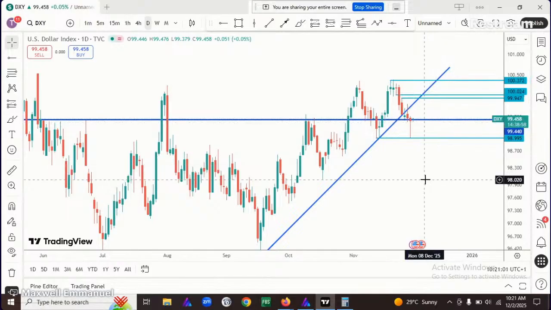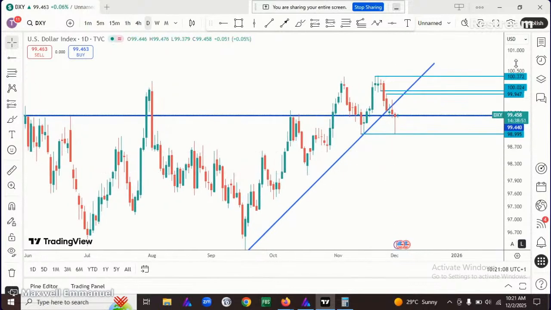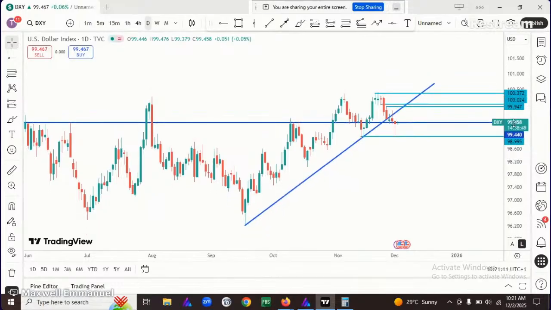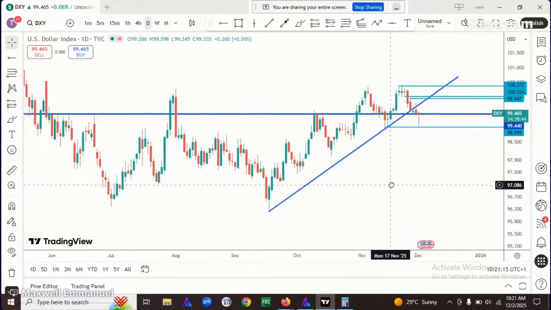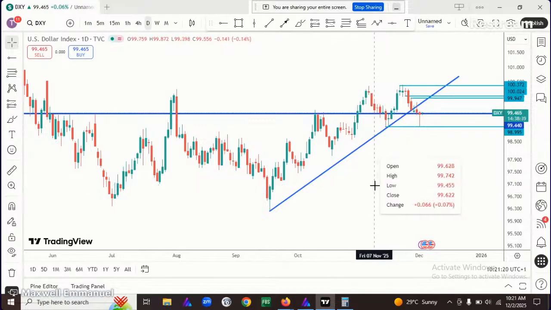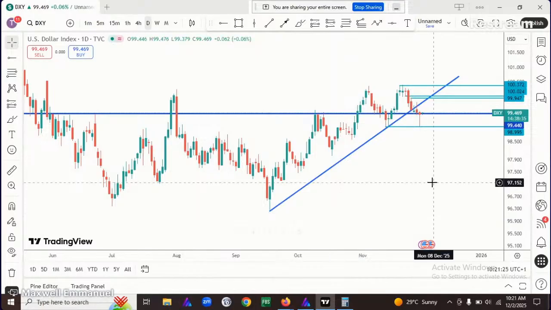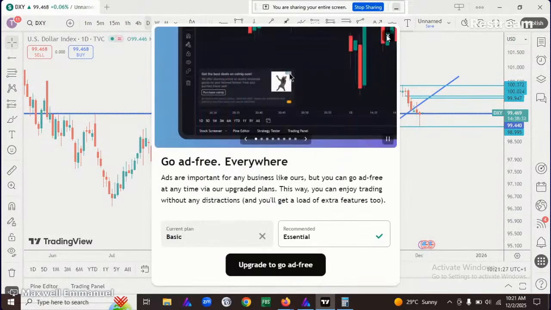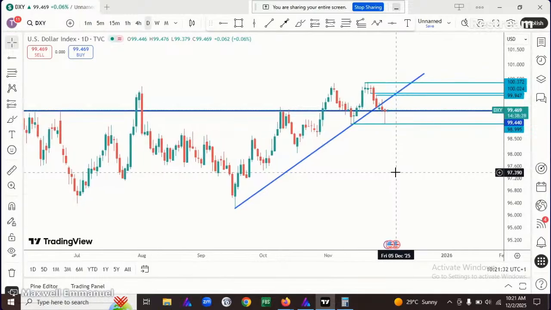So for those of you who are buying GBP USD, you have to be alert. As you are making profits, keep trailing your stop loss because the market can change its direction anytime soon. If you are buying, ensure you keep trailing your stop as the market keeps going in your direction. So that's my take on US dollar.